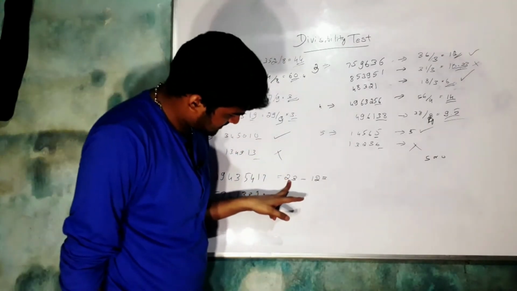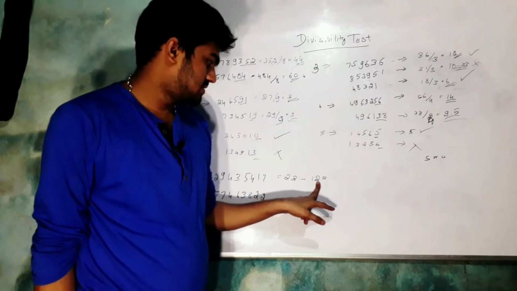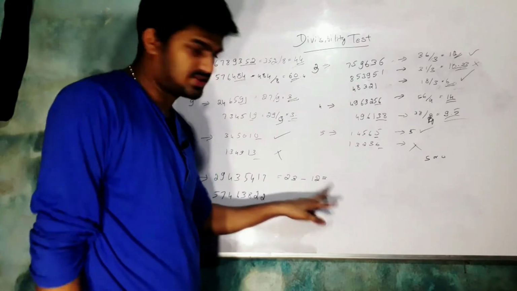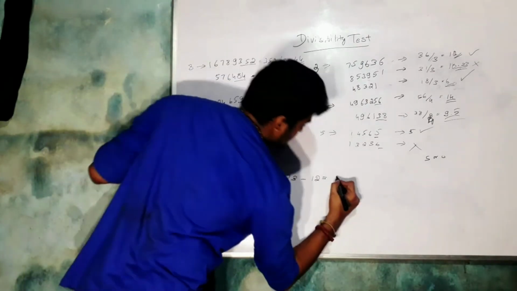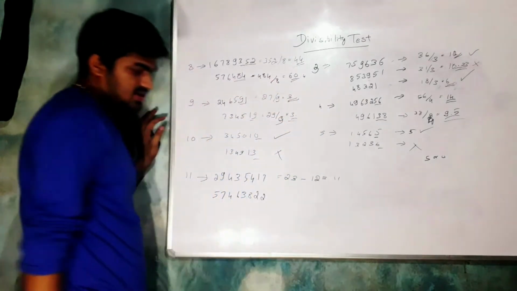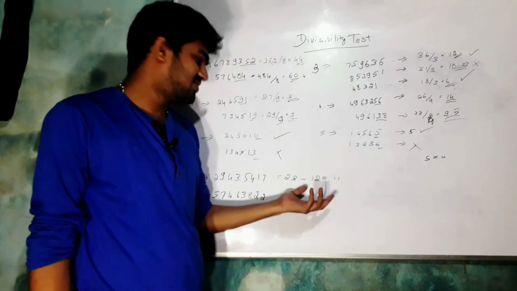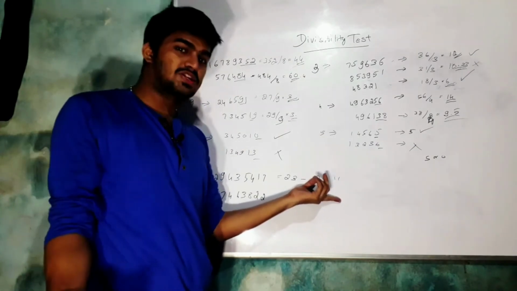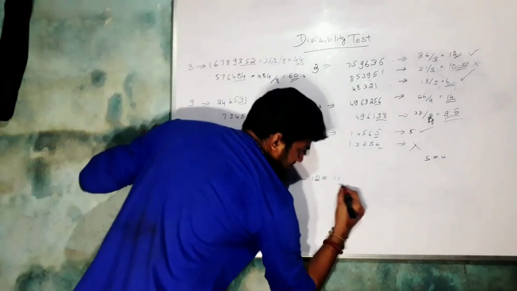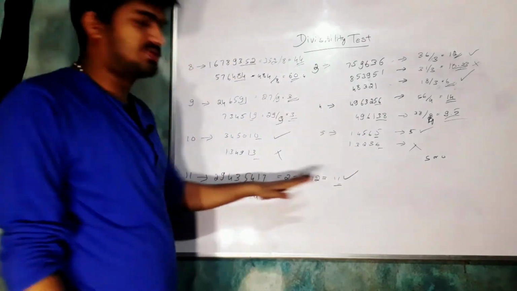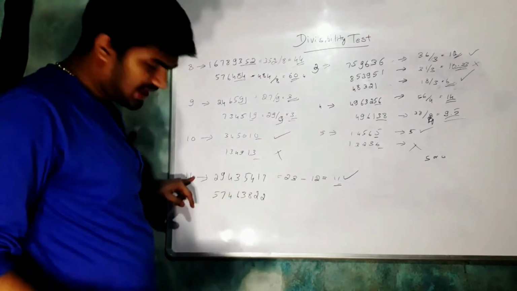Just subtract these numbers. What we get is 11, right? So just check, is this number divisible by 11? Of course, it's the number 11. It should be divisible by 11. That means this number is divisible by 11.